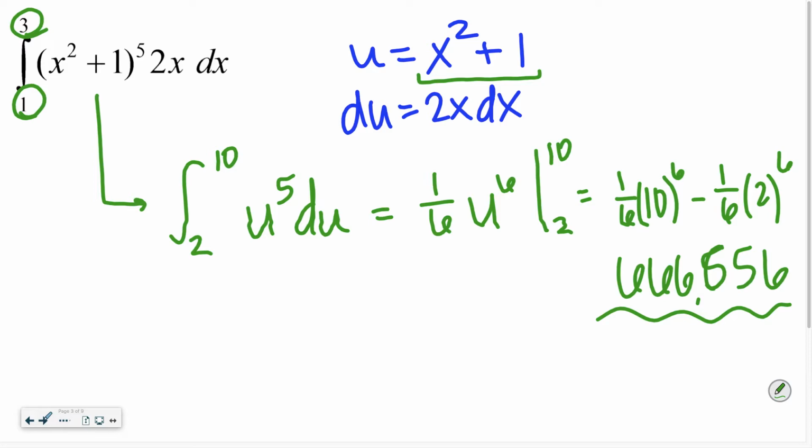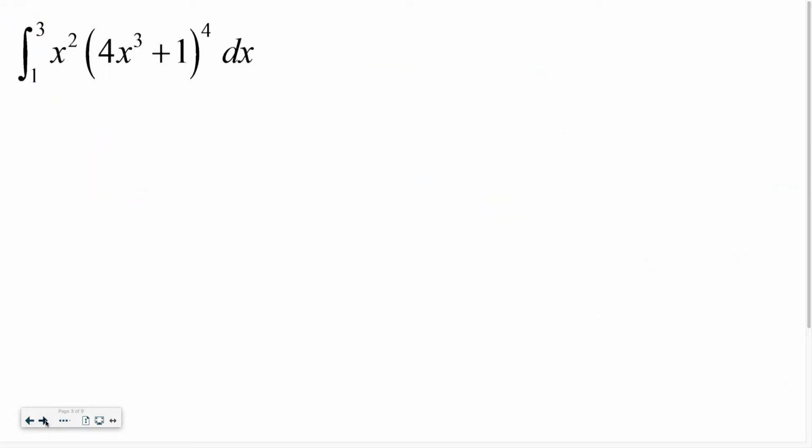Okay. And we're going to do another example before I turn you loose on an example by yourself, because I want you to remember what happens when we don't have exactly du in our integral. Okay, so go ahead and write this example down. And go ahead and identify what you think u and du should be.